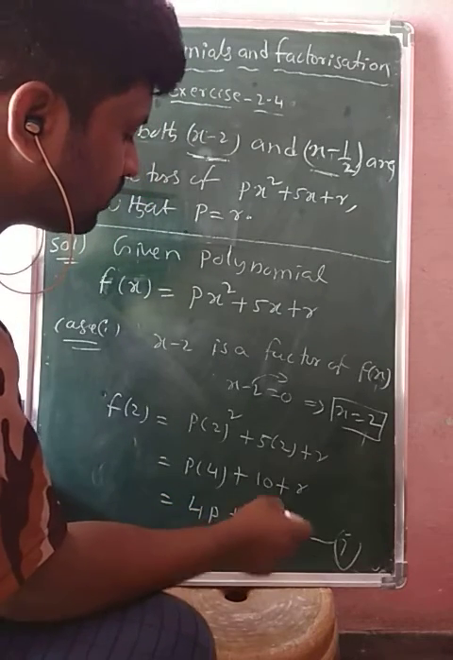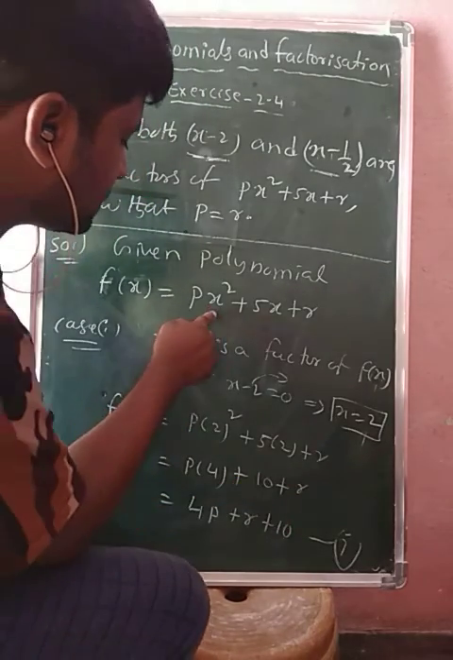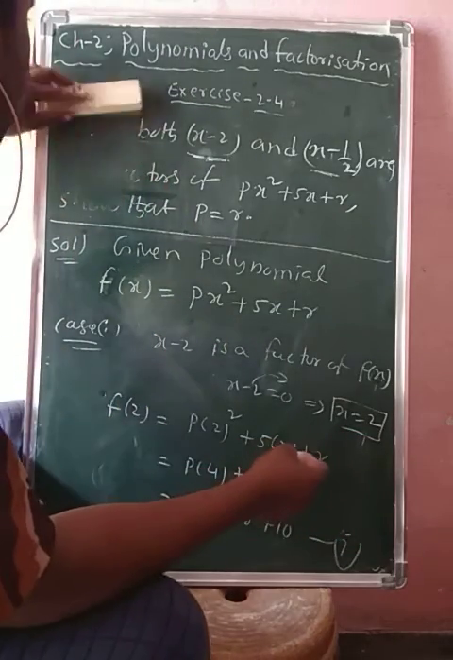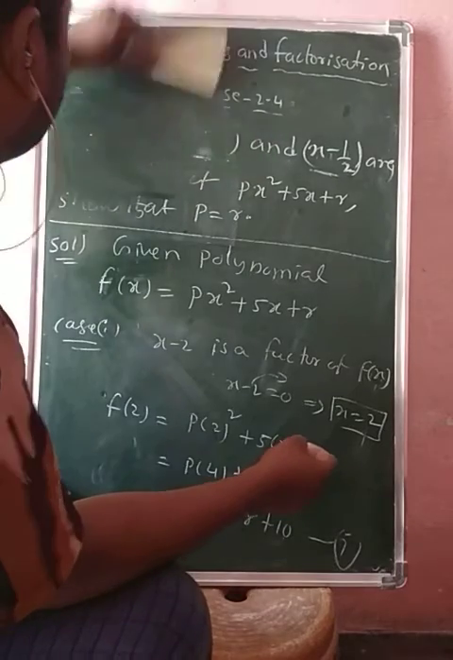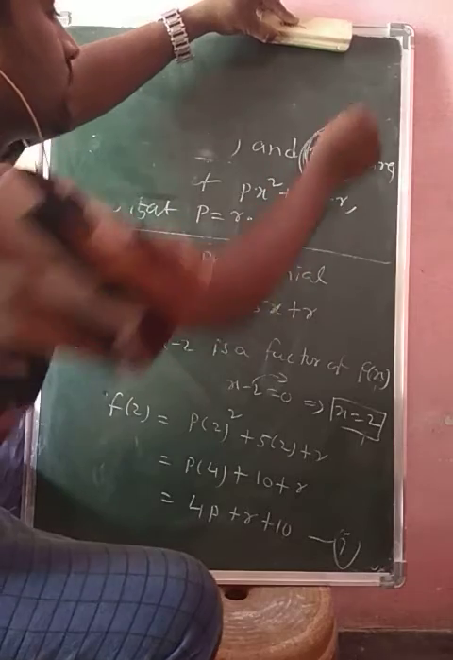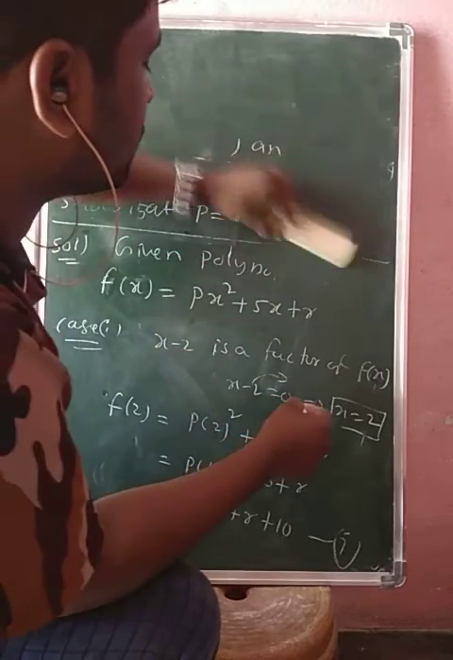Okay, if we replace x with 2, let us go for the next case, case 2. What is case 2? In case 2, x minus 1 by 2 is also a factor, so it is 0 of the polynomial.